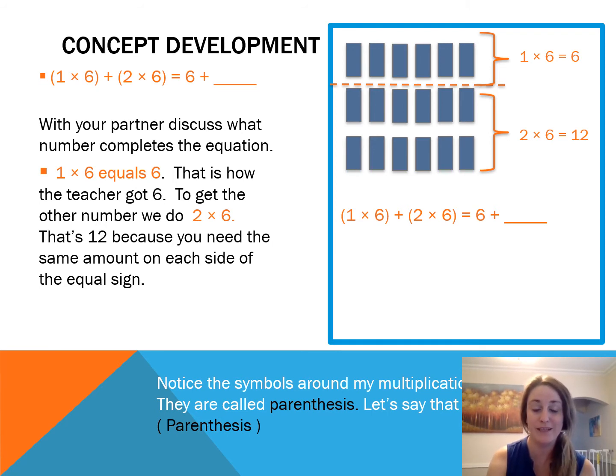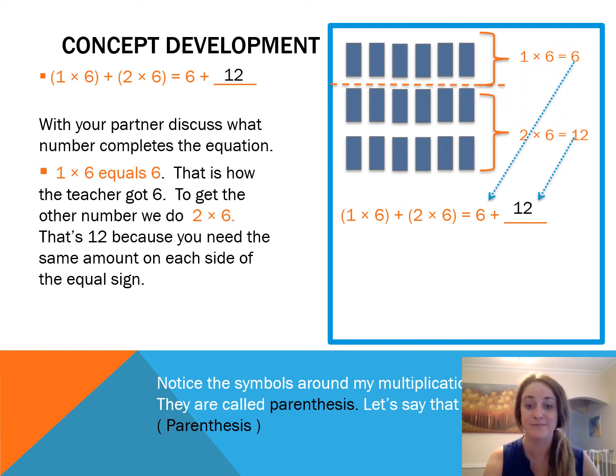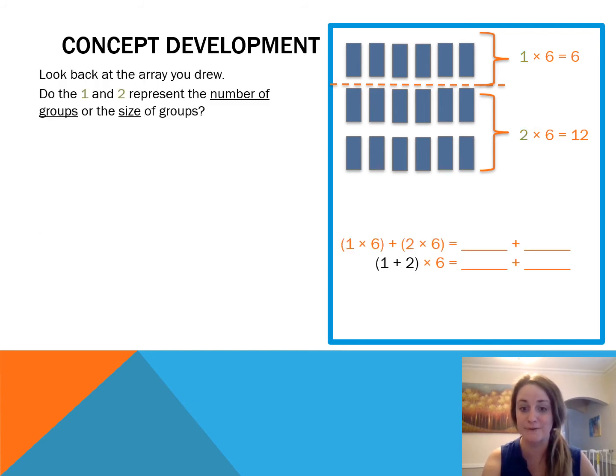Again, 1 times 6 equals 6. That's how the teacher got 6. To get the other number, we do 2 times 6. That's 12, because you need the same amount on each side of the equal sign. Now, again, you can see in the image that we bring the products down to complete the other side of our equation. Look back at the array we drew.